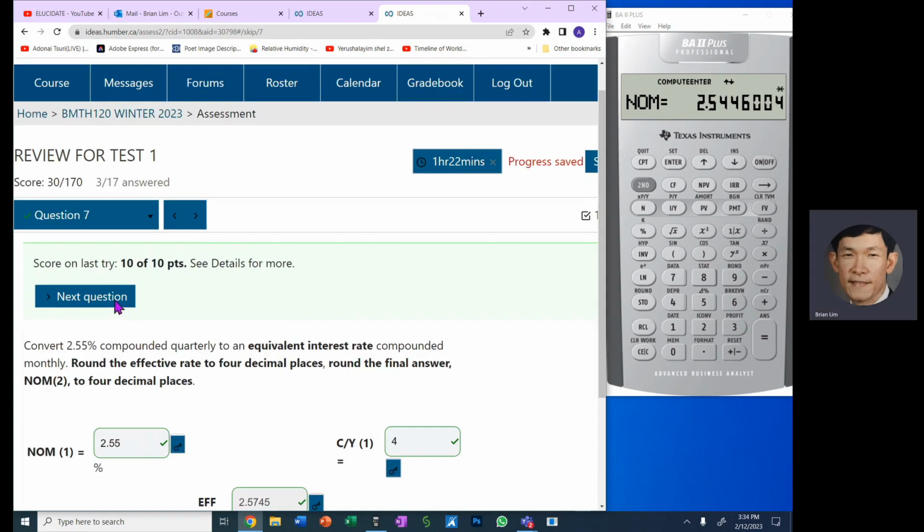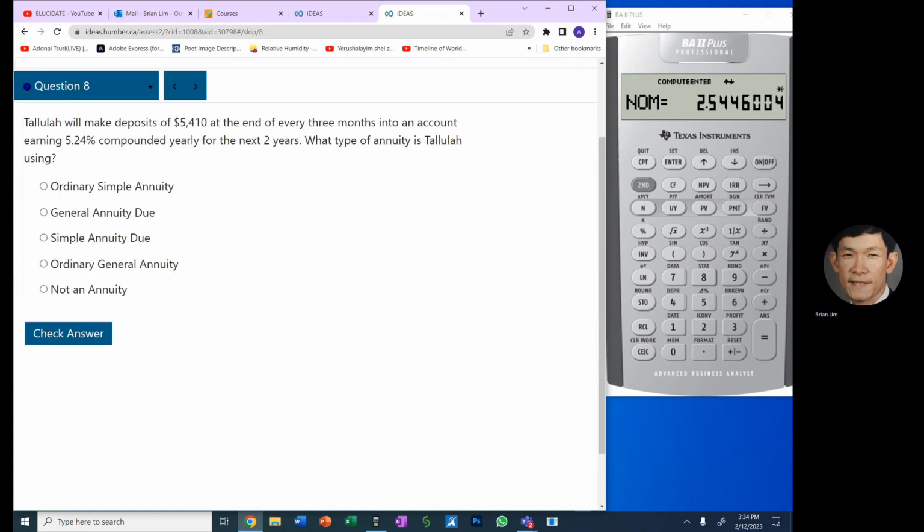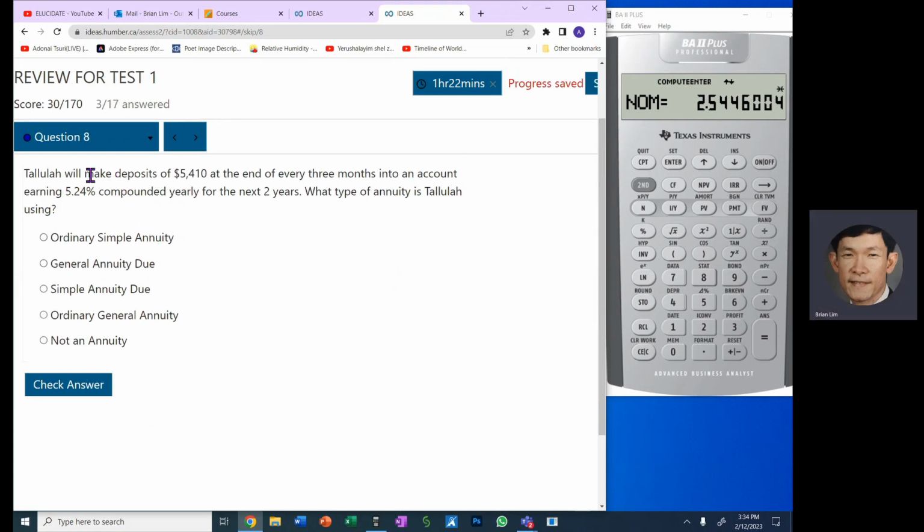All right, so next question, we have Tallulah deposit $5,410 at the end. Now this is one where we have to classify what kind of annuity it is. So it's at the end of every 3 months. That means that PY is 4. And the compounding is yearly, so that means CY is 1. Okay, so that is what we have.